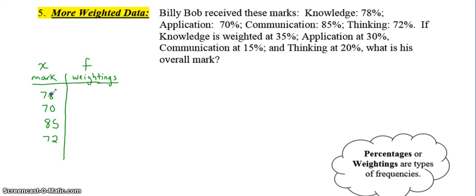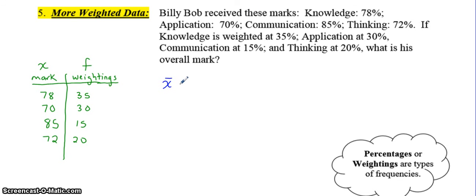The weighting of knowledge is 35. The weighting of application is 30. The weighting of communication is 15. And the weighting of thinking is 20. So when your frequencies come as percentages, you just treat them like they're frequencies, and you do all the math exactly the same.